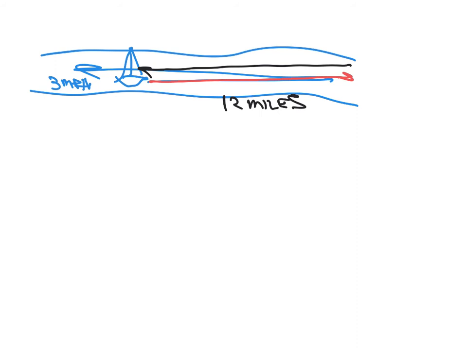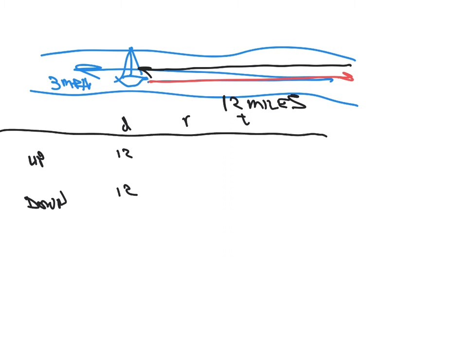Okay, so we're going to do another table. So we have up and we have down. And again, we're doing the distance, the rate, and the time. So the distance upstream is 12, and it's the same distance back downstream. The speed of the boat. What is the speed of the boat in still water? So the rate in still water, we're just going to call the rate x. So that's in still water.